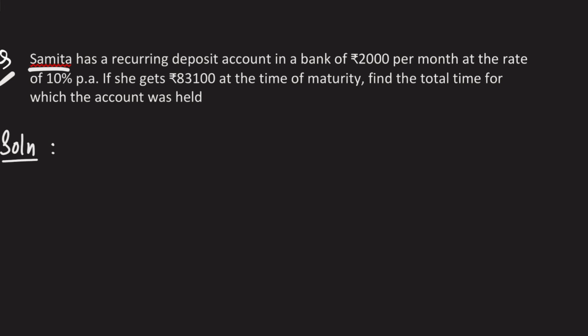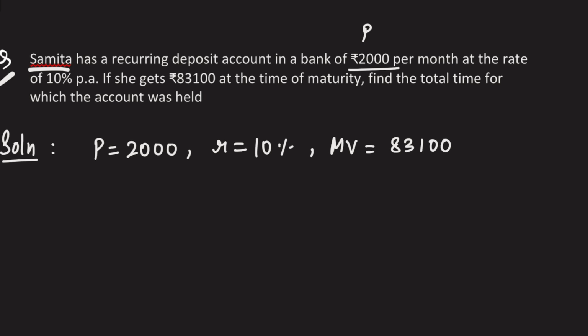Samita has a RD in a bank. The P here is 2000 rupees. Rate of interest is 10%. If she gets rupees 83,100 at the time of maturity, find the total time for which the account was held. Let's assume that the account was held for n months. So we'll just calculate. So let's put it in the formula.